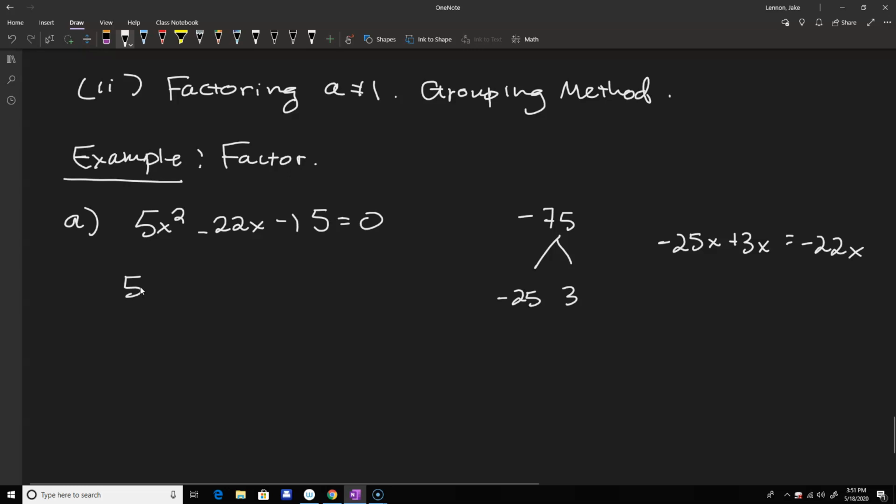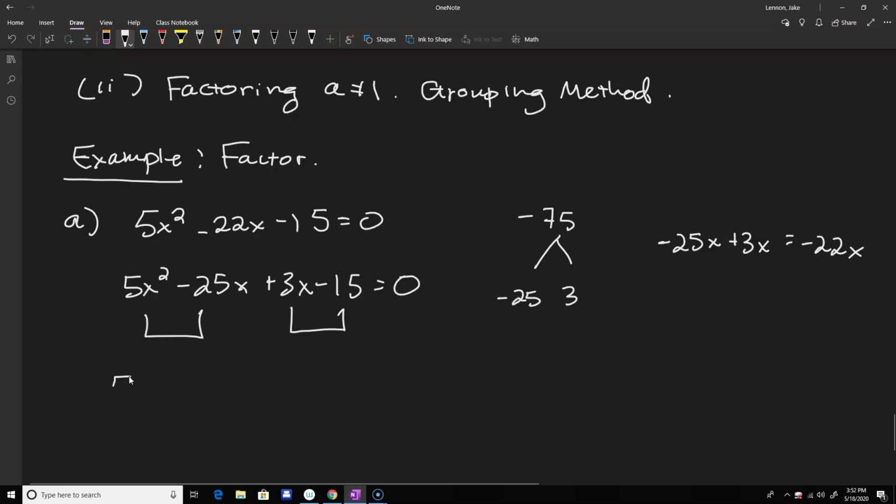So we now can write this as 5x squared, and it doesn't matter which order you write them in. You could do plus 3x minus 25x instead, but I'm going to write minus 25x plus 3x minus 15. So then your pairs, you have this first pair of terms, 5x squared minus 25x, then your second pair of terms, 3x minus 15. So you want to take the GCF out of each group.